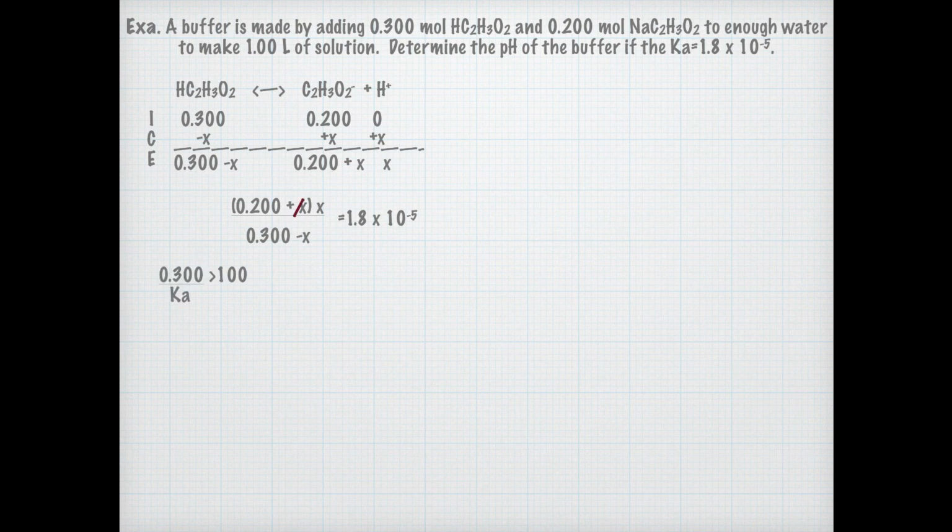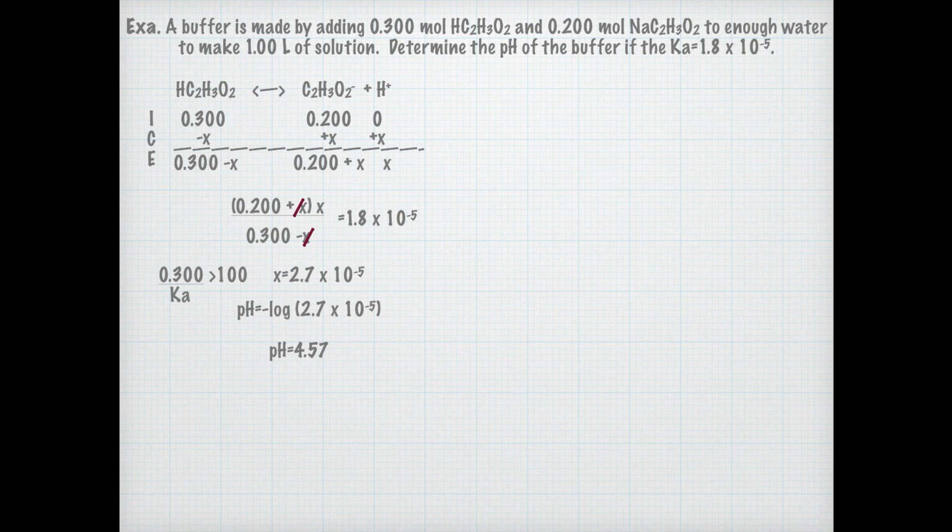In order to solve this, I'm going to note that I can use my rule of 100, so I'm going to get rid of my plus X and minus X, and then solve for X, and I got 2.7 times 10 to the negative 5th. Then I take the negative log of that, because that represents my concentration of hydrogen ions, and I get 4.57 for my pH. That's one way to do it.